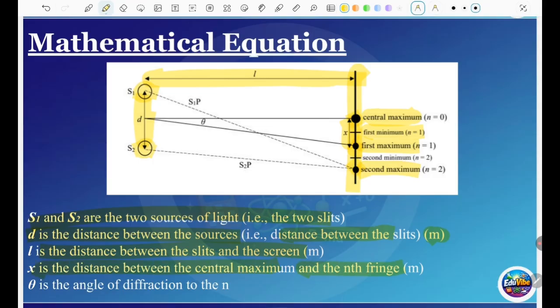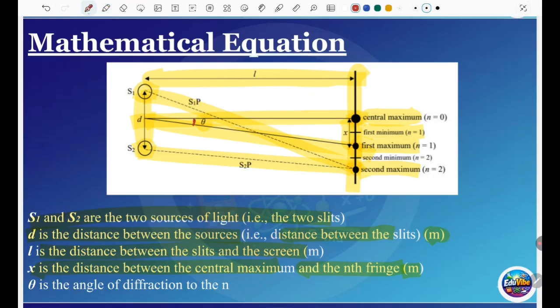There's always a central maximum, which is n equal to 0. From the central maximum, we can measure a distance x to any nth fringe, n = 1, n = 2, anything, which is in meters. When we draw lines, this is the s1p path, this is the s2p path, and this goes straight over there. So some sort of angle theta can be made.